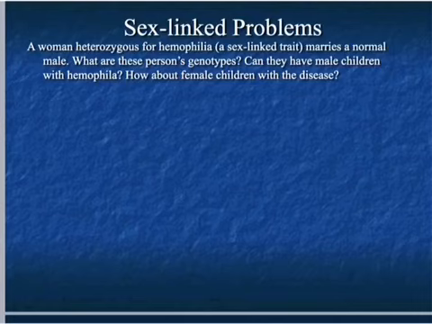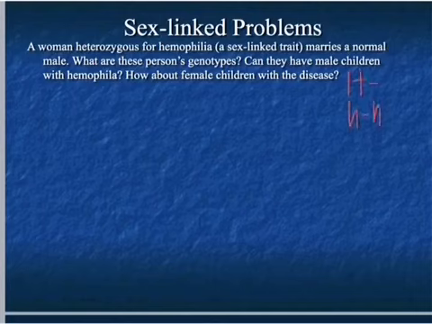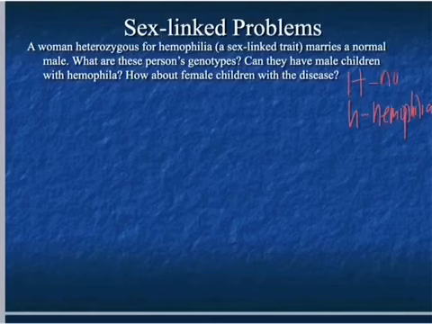A woman is heterozygous for hemophilia, a sex-linked trait, and marries a normal male. What are the person's genotypes? Can they have male children with hemophilia? How about female children with the disease? So we know here that it's a sex-linked trait, and most of the time with these traits, having the trait is recessive. This isn't the best problem because it doesn't specifically state it, but on a test or a quiz, we would let you know that hemophilia is recessive. So having normal blood clotting is dominant.